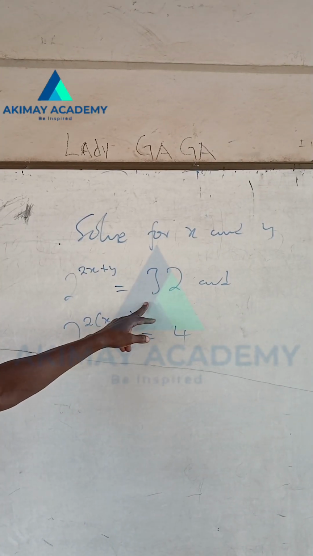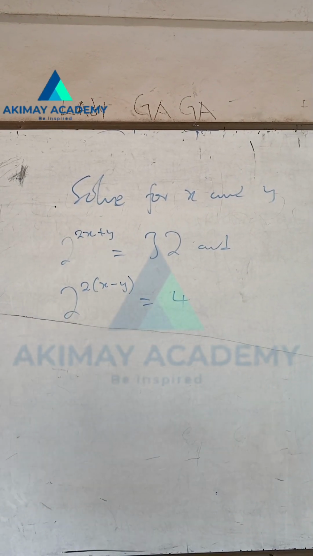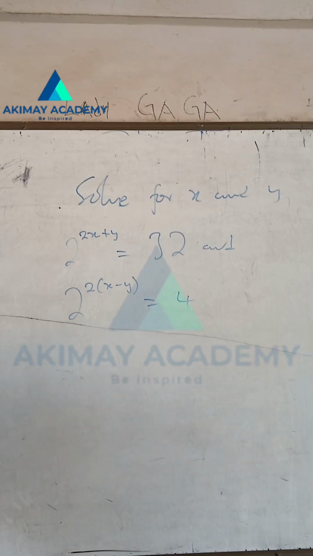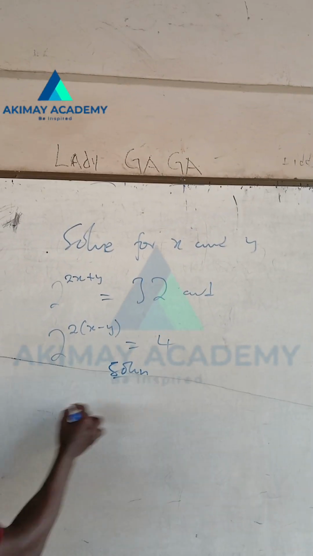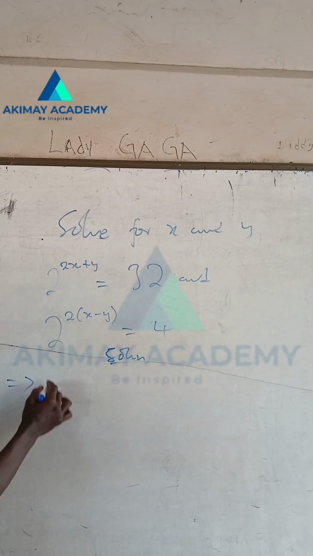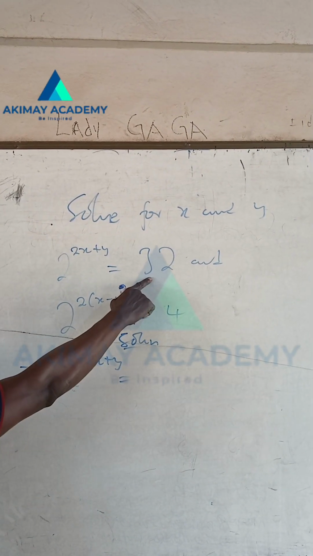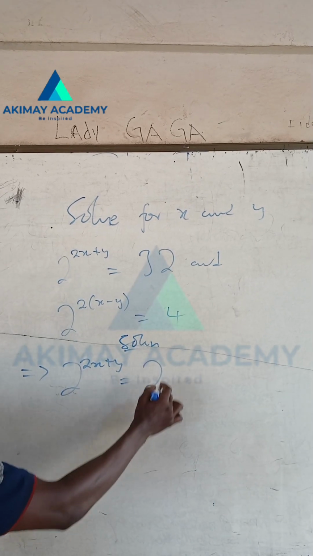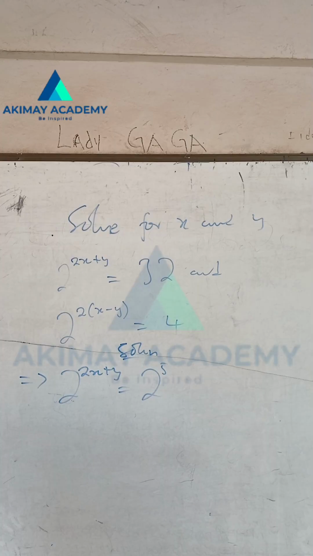And we realize that it is possible. 2 exponent 5 is going to give us 32. So what we do over here is, in place of 32, we rewrite it as 2 exponent 5, because 2 exponent 5 is the same as 32.